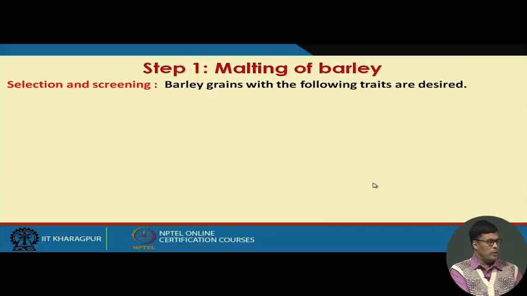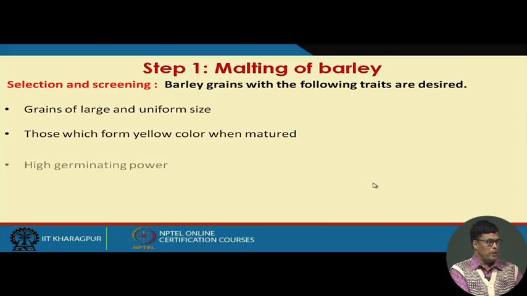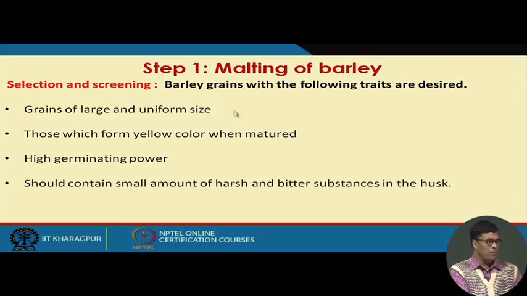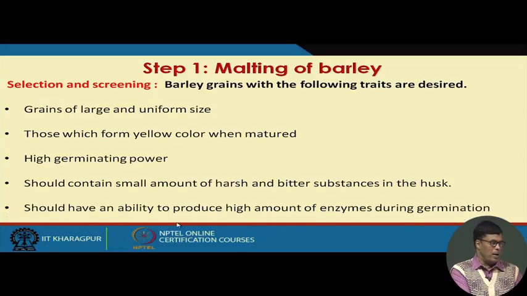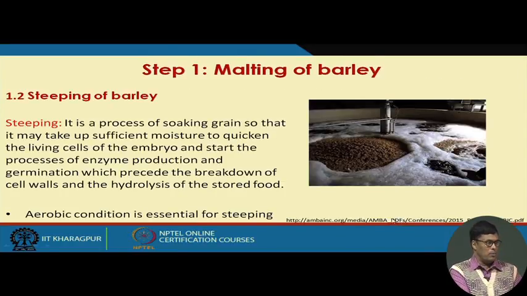Now, in the selection of barley grains, we want grains of large, uniform size. This is very important. They should have yellow color when matured, and high germination power, should contain a small amount of harsh and bitter substances in the husks, and should have the ability to produce a high amount of enzyme during the germination process.